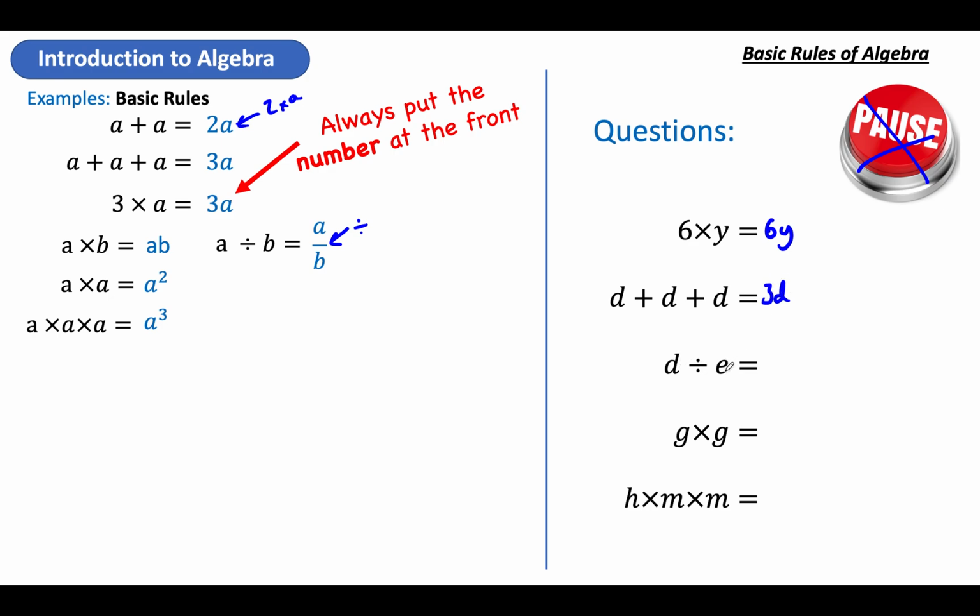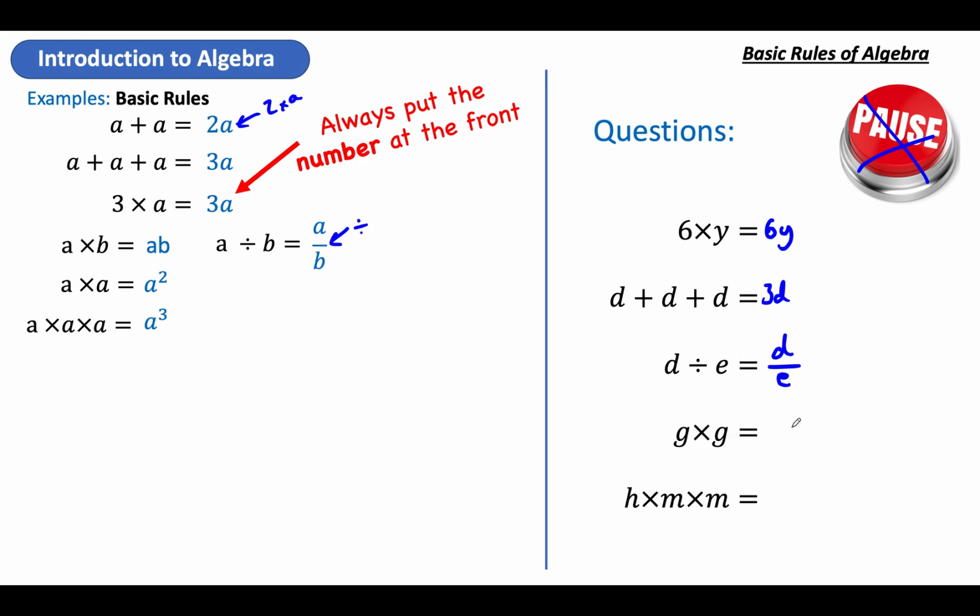D divided by e. Now, you might think, well, I like the divide sign. I want to use it. It's my friend. It's not your friend. Your friend is the fraction line. Yeah, there you go. That's a much better way of writing it. It's much neater, trust me. In years to come, you'll go, oh, thank God Mr. Nice showed me that. Much better. So d divided by e is d over e.